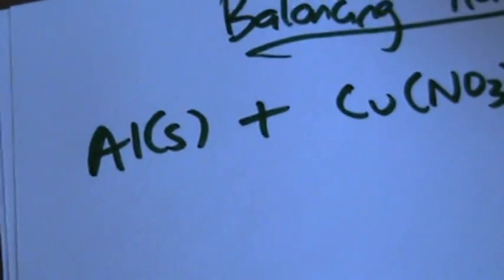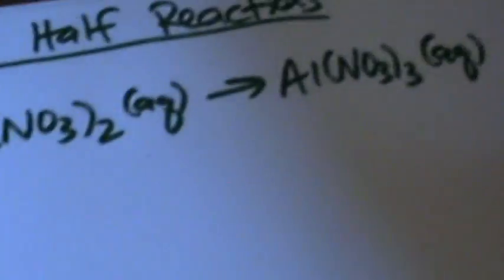So here, I'm going to balance half reactions. As an example, let's take aluminum solid plus copper(II) nitrate. And remember, redox reactions occur in solution, so it's in water, giving you aluminum nitrate. Aluminum solid plus copper(II) nitrate in solution, giving you aluminum nitrate plus copper solid.